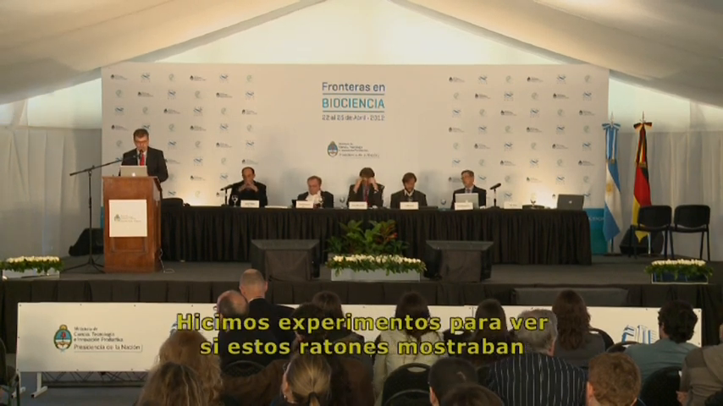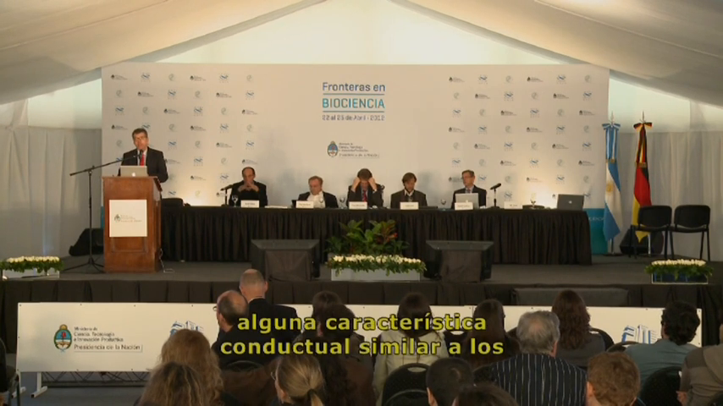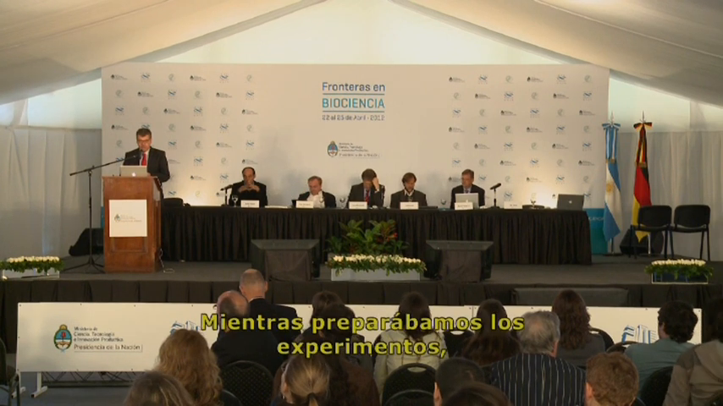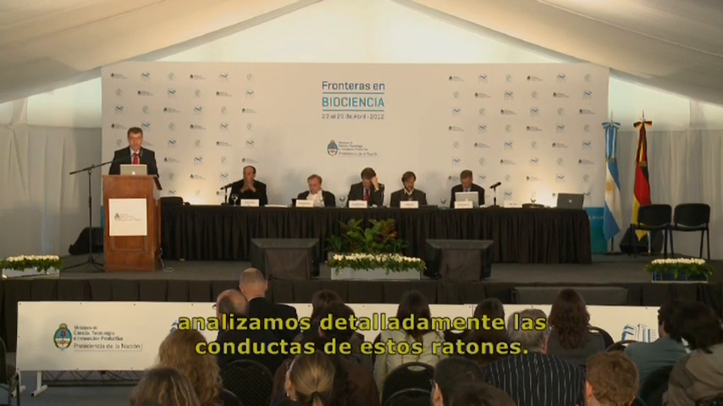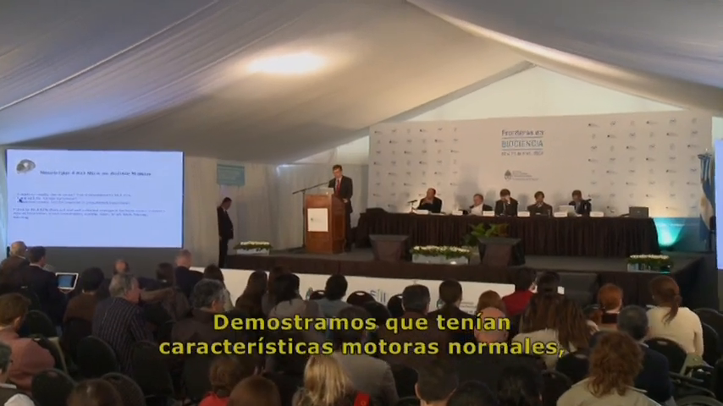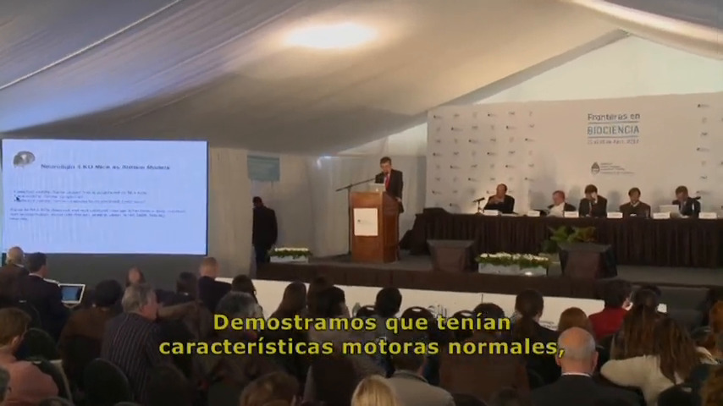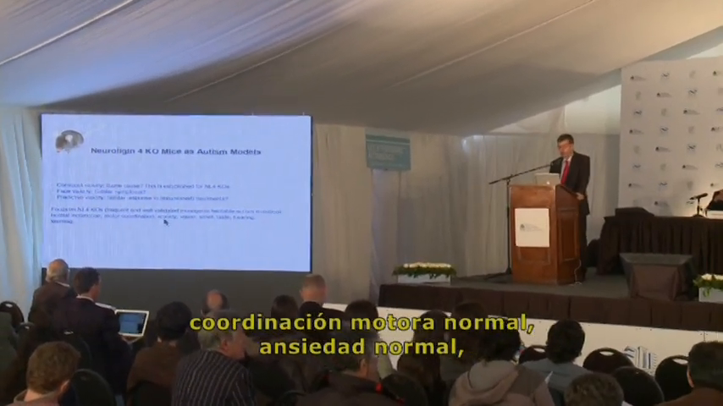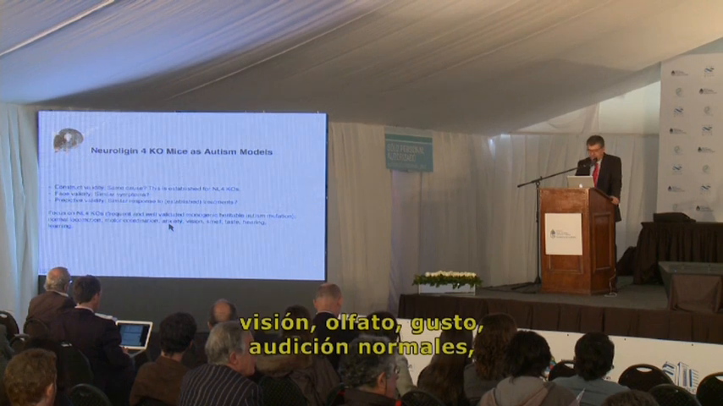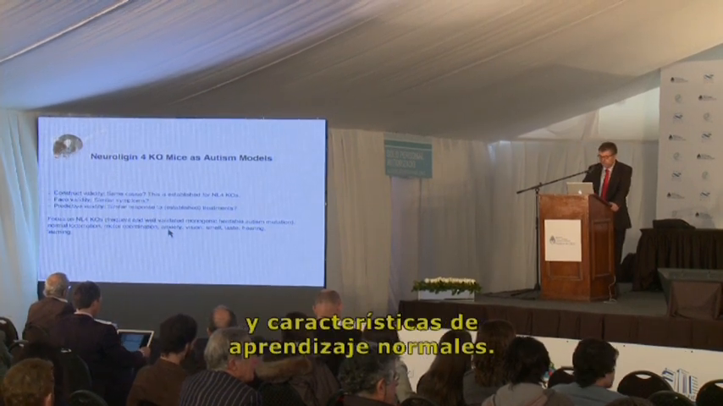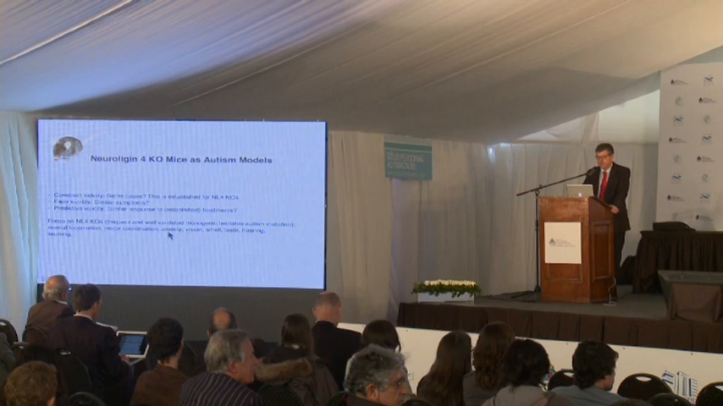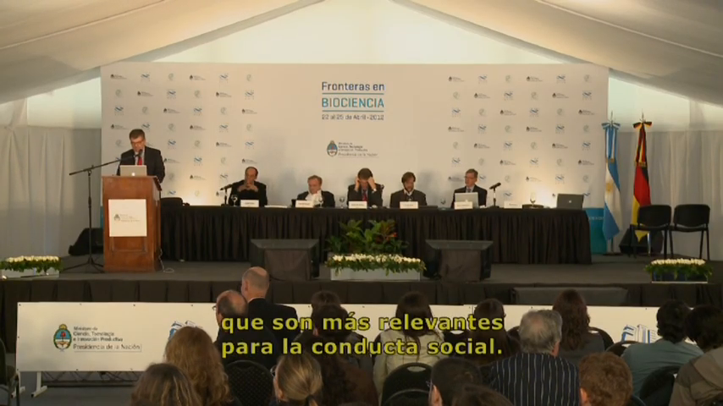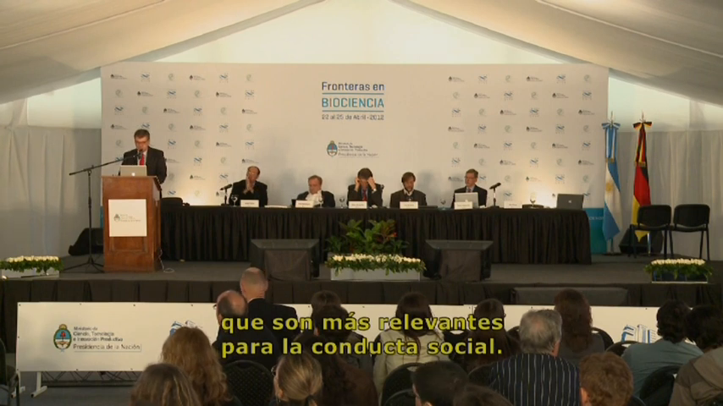And we set out to test whether these mice show any behavioral characteristics that would be reminiscent of autism spectrum disorders. In preparation for these experiments, we characterized these mice behaviorally in much detail. We showed that they have normal motor characteristics, normal motor coordination, normal anxiety, normal vision, normal smell, normal taste, normal hearing, and learning characteristics. And we then started to study these mice in behavioral paradigms that are more relevant for social behavior.